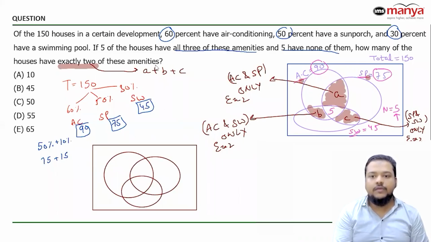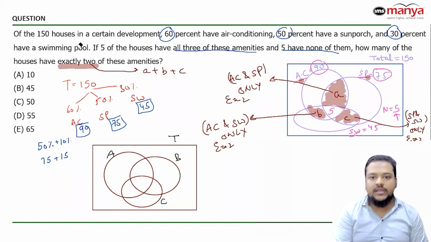The formula that I want you to recall is, so let's say the rectangle has the total value and circle one has total value A. So basically the entire value of circle one is A, or you can say total value. For example, total air conditioned houses are 90. This entire circle has value 90. Let's say the second circle has value B and the third circle has value C.